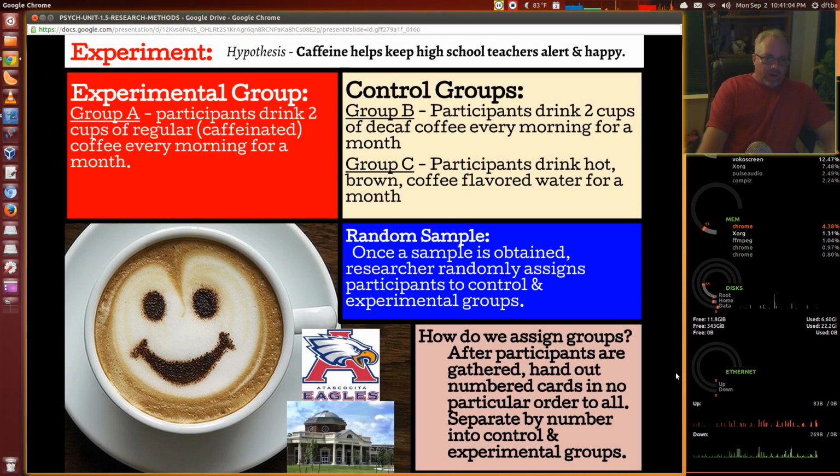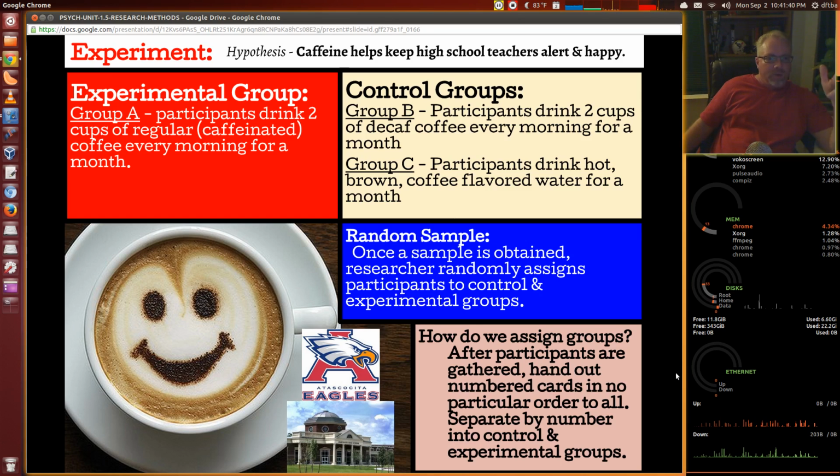Let's look at the two different, and really in this case, like 3 groups. So group A might be participants drink 2 cups of regular caffeinated coffee every morning for a month. So you're going to administer the coffee to them when they come to school. Ask them not to drink any coffee before they come to school. Of course, you can't totally control that, but as they're coming in the door, you have a cup of coffee ready for them in a regular cup that no one would be able to identify as being in any certain group.